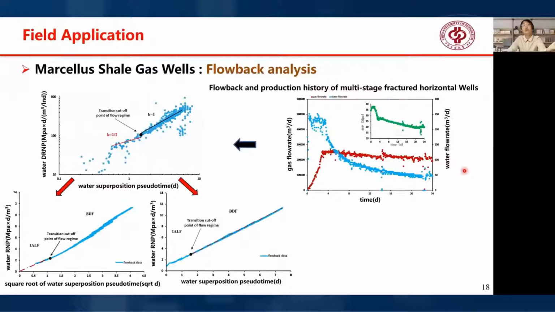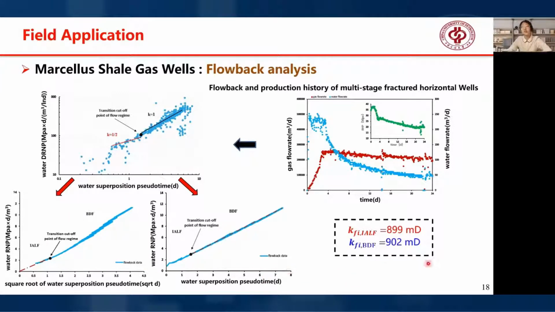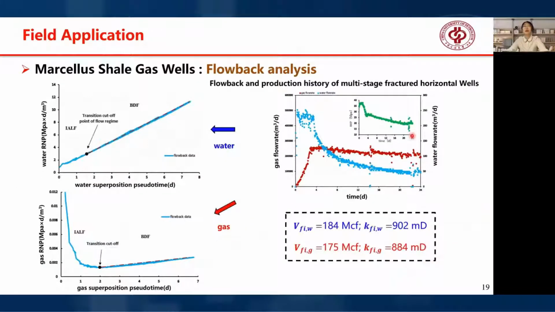And from the flowback data, we can get this diagnostic plot, and then we can calculate the parameters. We can calculate fracture properties from the straight line analysis, and we can see the different flow regimes get similar solutions. And in the same way, from the flowback data, we can get the straight line in water phase and gas phase, and the fracture parameters are similar.